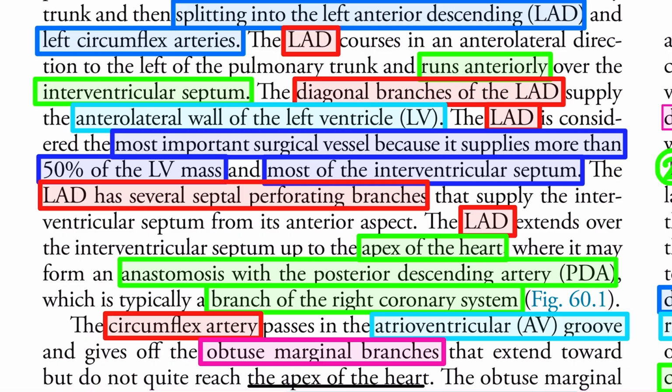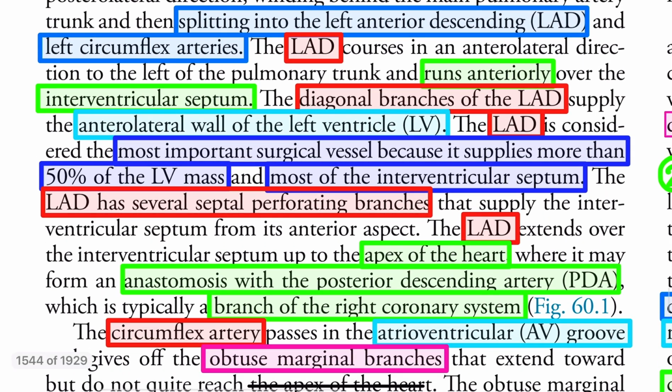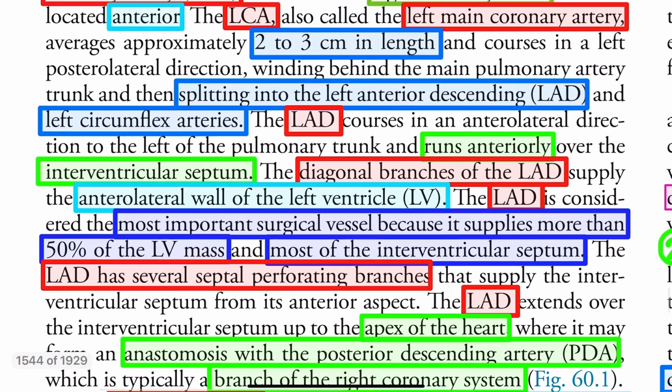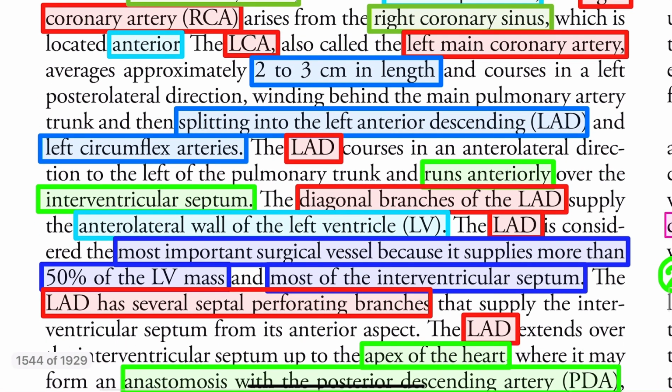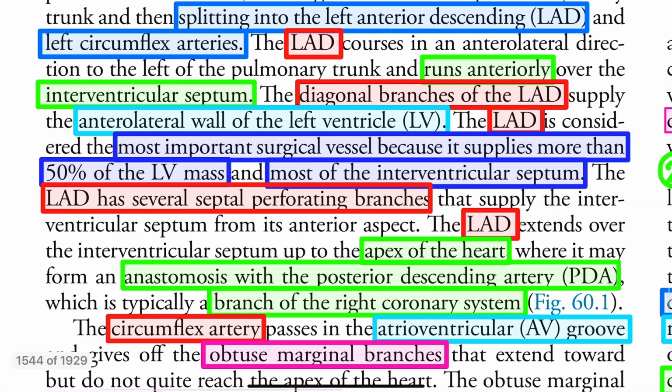First understand the left anterior descending, the main branch of the left main coronary artery. Okay, so the left anterior descending runs anteriorly in the interventricular septum. So the left anterior descending artery runs between the two ventricles. Okay, interventricular septum. Okay, so there are 3 septa.